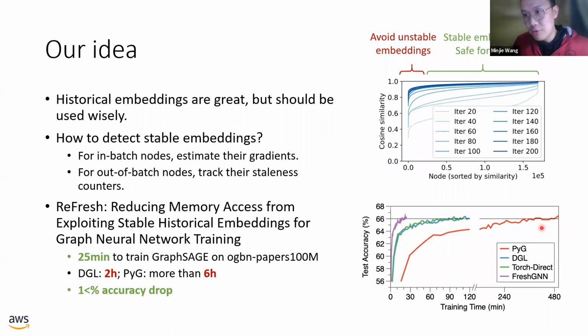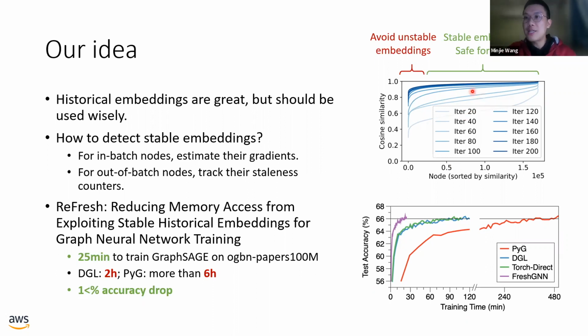Okay, so how do we solve this problem? I will just briefly go through the idea, and people who are interested can always refer to our paper. First of all, historical embeddings are great. We still want to use them, but we should use them very wisely. Here is an experiment we did. We measured the embedding distance, how the embeddings evolve during the training iterations. Different lines are at each iteration, showing the cosine similarity with respect to the iteration before. We want to see how the embeddings are evolving during the training process.